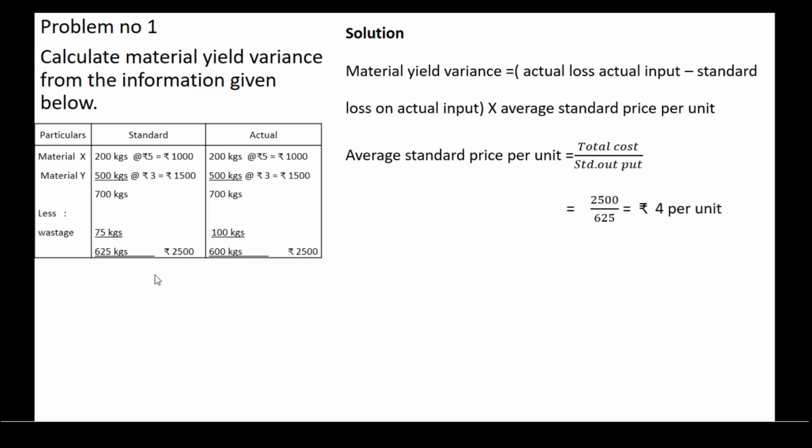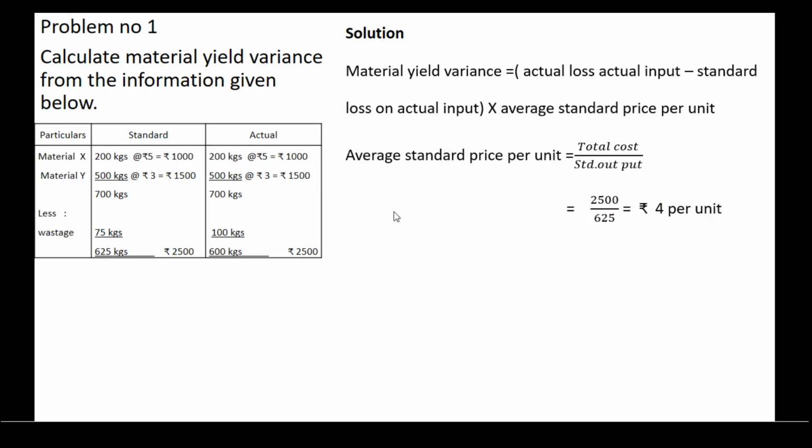So here the total cost amount of the standard price, that is the total standard cost, is rupees 2500. And the standard output means 625 kg. Here total cost is 2500 rupees, standard output is 625 kgs. So now the average standard price per unit is 2500 divided by 625, which is rupees 4 per unit.